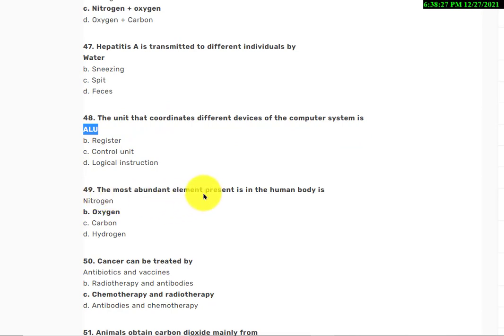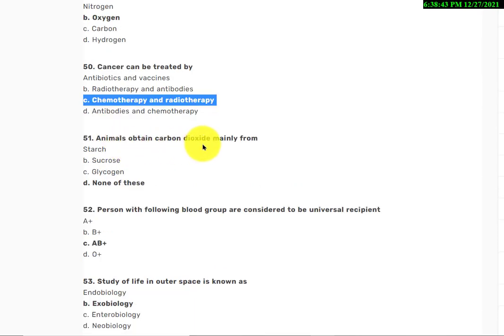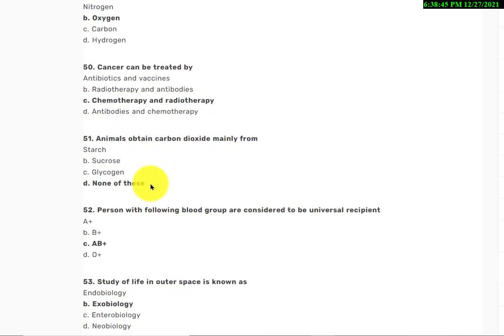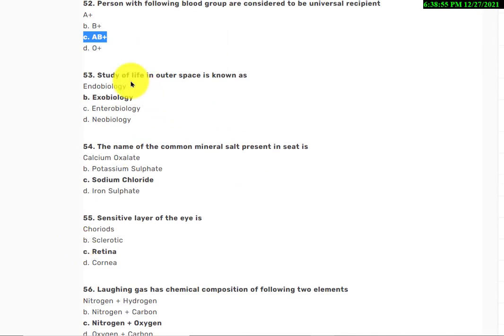The most abundant element present in the human body is oxygen. Cancer can be treated by chemotherapy and radiotherapy. Animals obtain carbon dioxide mainly from none of these. Persons with following blood group are considered to be universal recipient: AB+. Study of life in outer space is known as exobiology.